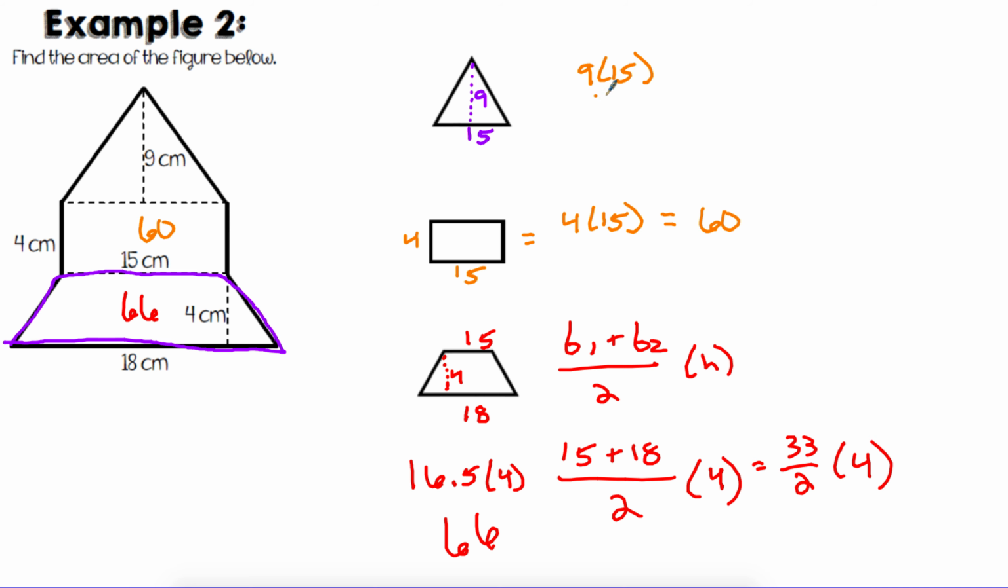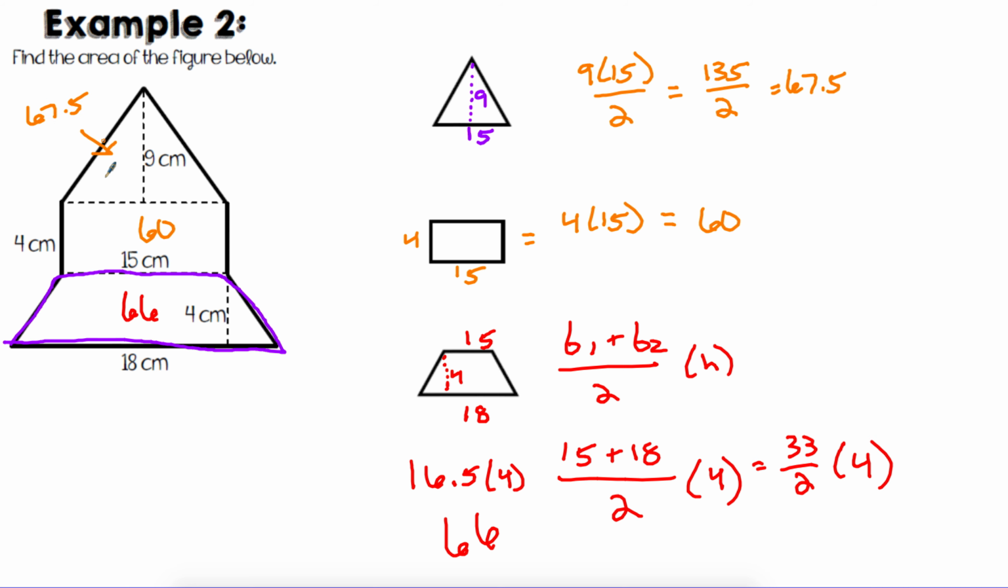Oh, I should have done this in purple. Divided by 2. Okay, and 9 times 15 is 135. So now I've got to divide 135 by 2, and I get 67.5. So I'll draw an arrow to 67.5.